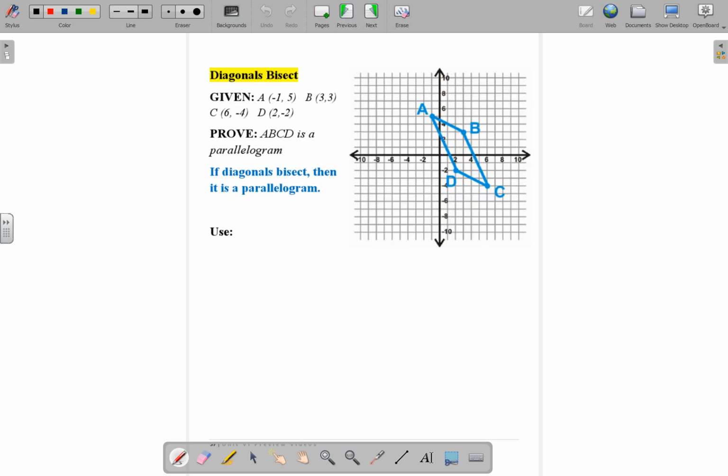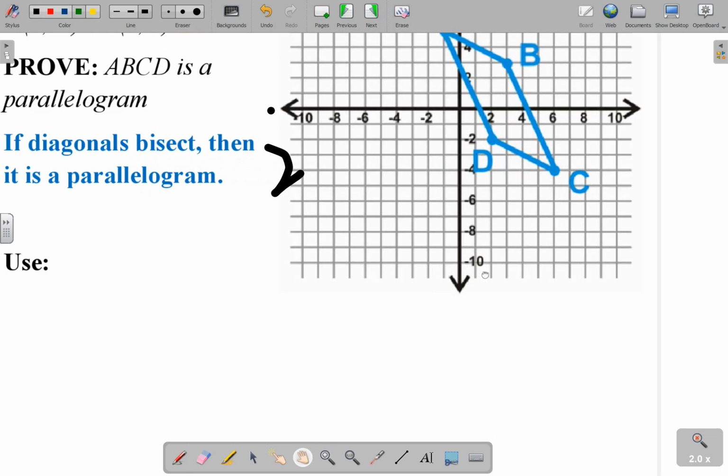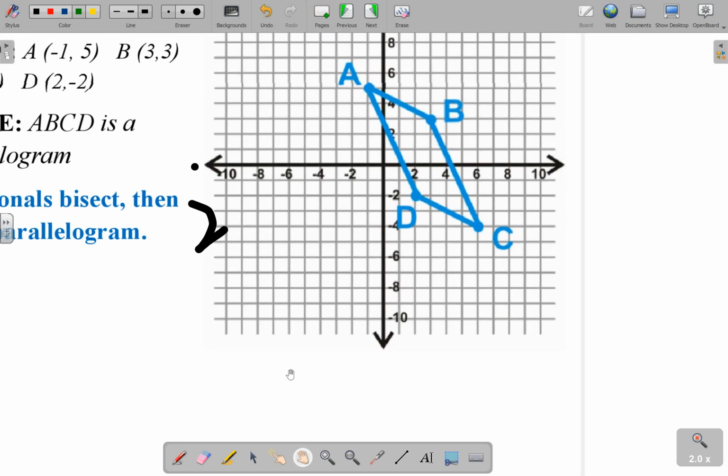Last one that you should be familiar with is we're still going to prove that it is a parallelogram. This time it's actually shorter. We're going to prove that the diagonals bisect each other. So draw on the diagonals. This is a pretty quick one. I'm going to do diagonal AC and then diagonal DB. Get your corners on there.